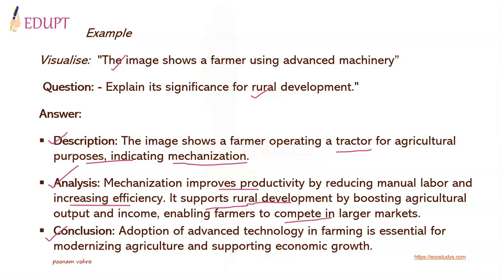And finally, the conclusion must include adoption of advanced technology in farming is essential for modernizing agriculture and supporting economic growth. By including these 3 aspects, your answer would be considered as complete.